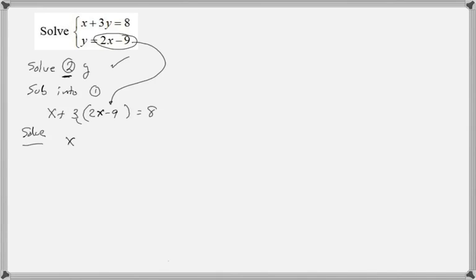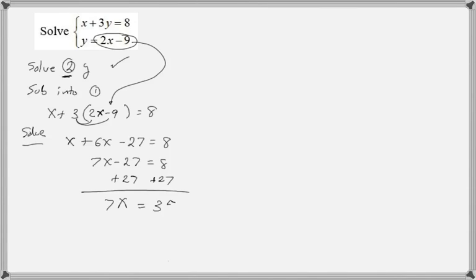First thing I'll do is distribute the 3. 3 times 2x is 6x, and 3 times negative 9 is negative 27. That must equal 8. If I combine my like terms, I'll have 7x minus 27 is 8, and then I'll add 27 to both sides. This gives me 7x is equal to 35. Last thing I need to do to get x by itself is divide by 7. I'll have x is equal to 5. That's part of my solution.